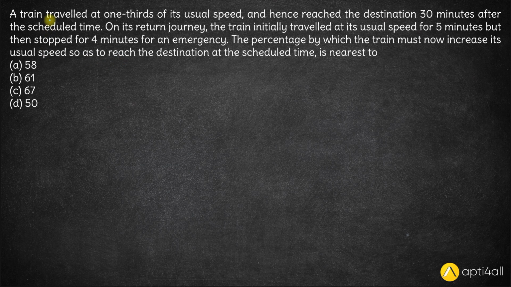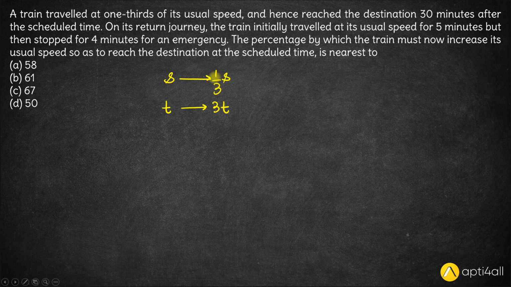Hi, here we have a train that traveled at 1/3 of its usual speed and hence reached the destination 30 minutes after the scheduled time. Okay, so what's happening is speed becomes 1/3. Now we know the distance is constant, the person has to travel between the same 2 points. So if speed becomes 1/3, time taken will become 3 times.